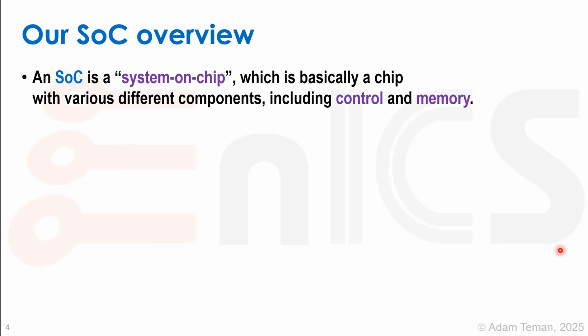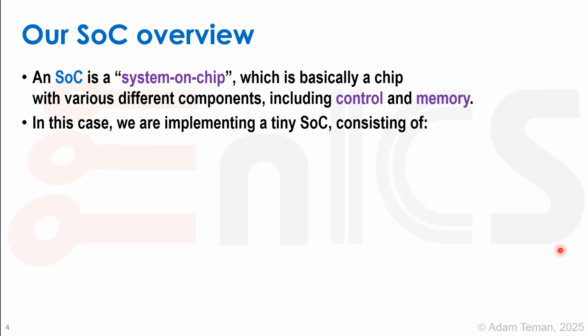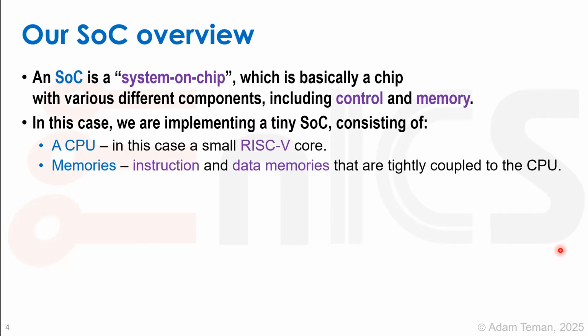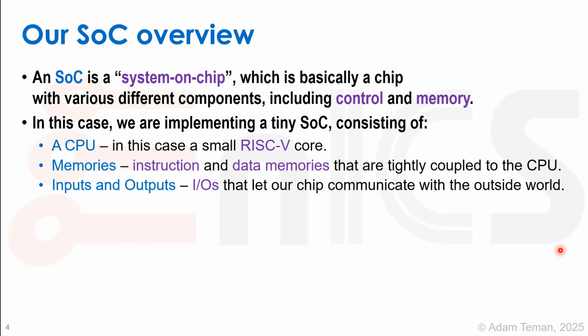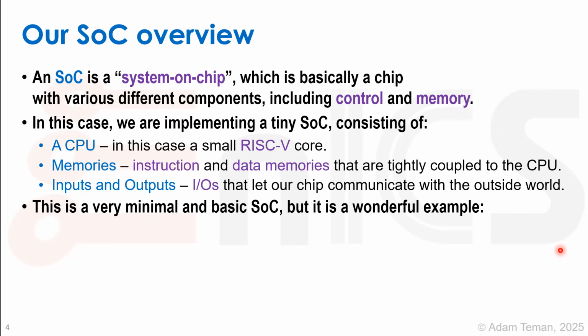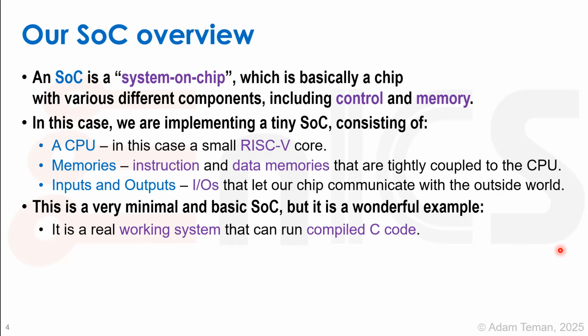So let's have an overview of the simple SoC that we're going to be working with. A SoC is a system on a chip, which basically is a chip with various different components, including control and memory. In this case, we're implementing a tiny SoC. All it has on it is a CPU, in this case a small RISC-V core, some memories, in this case instruction and data memories that are tightly coupled to the CPU, and inputs and outputs, IOs, that let our chip communicate with the outside world. It's a very minimal and basic SoC, but it's really a wonderful example. It's a real working system that can run compiled C code, and I'm going to show you that.